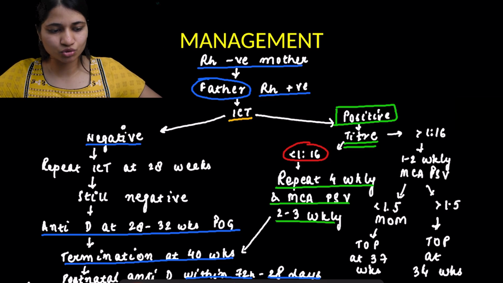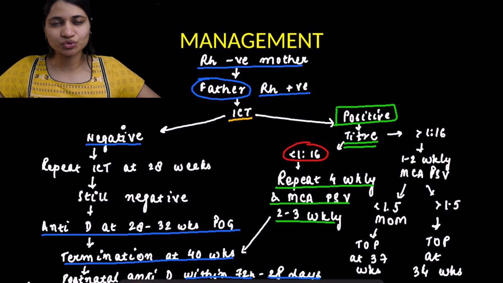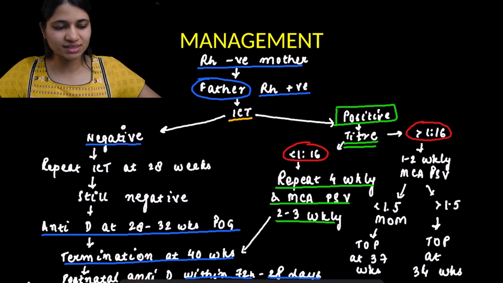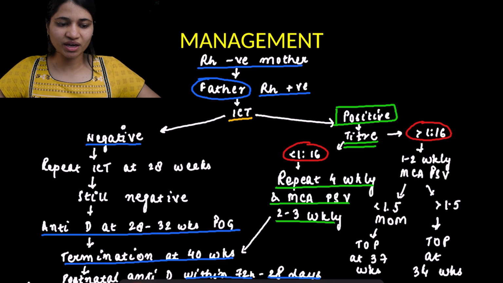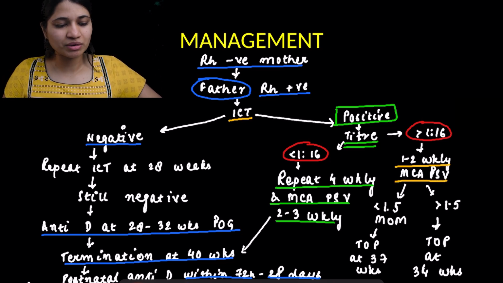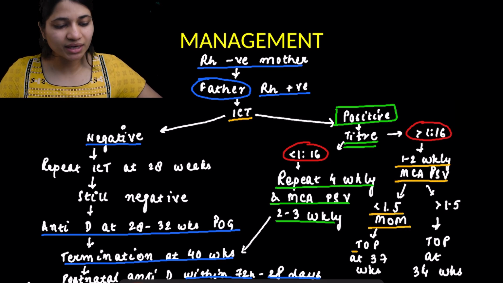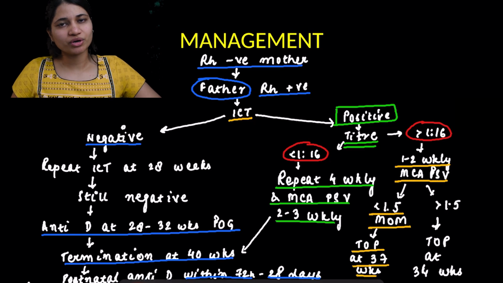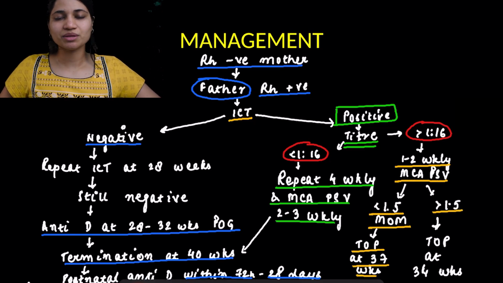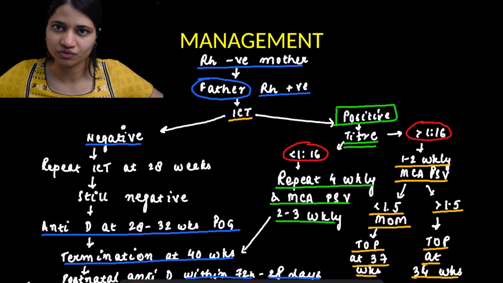if everything remains normal. If this titer becomes more than 1:16, we need to do a more frequent assessment of MCA-PSV every 1 to 2 weeks. If it remains less than 1.5 multiples of median, we can terminate the pregnancy at 37 weeks, but if this becomes more than 1.5 multiples of median, then the baby needs blood transfusion and termination of pregnancy at 34 weeks.